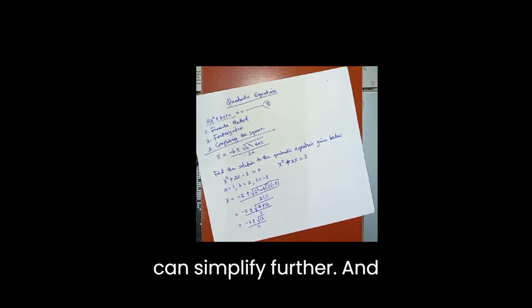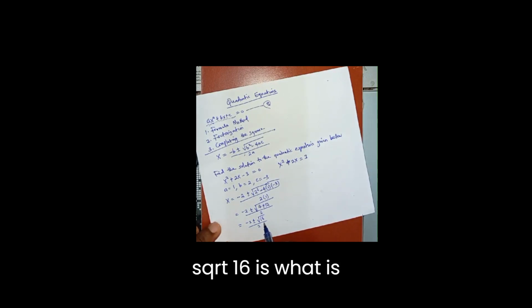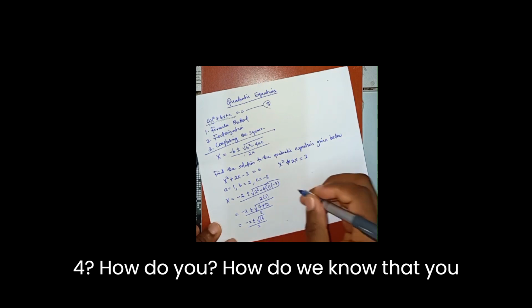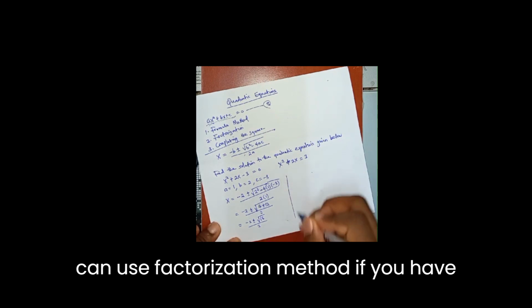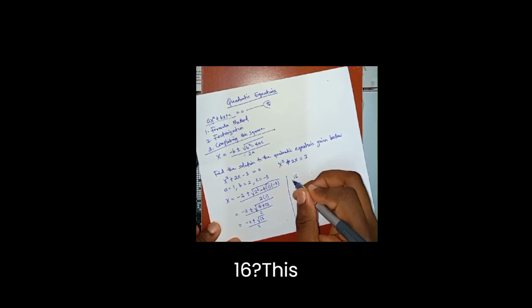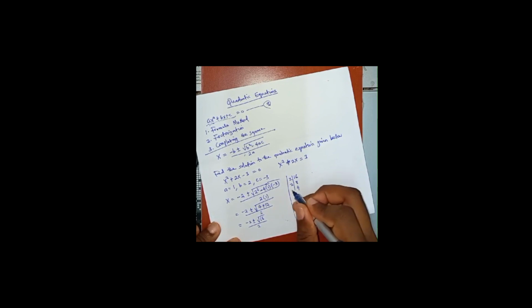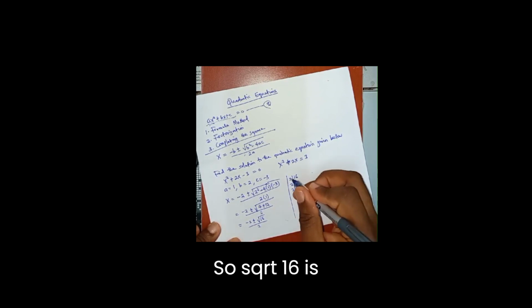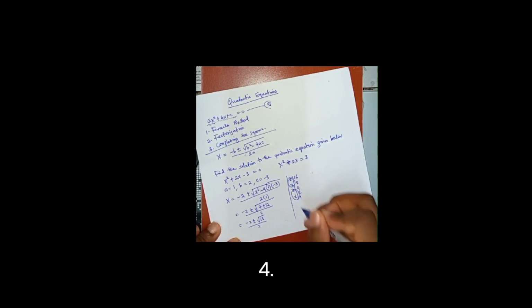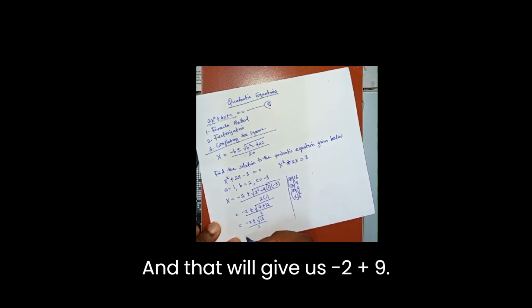Now, we can simplify further. And the square root of 16 is what? Is 4. How do we know that? You can use the factorization method. If you have 16, divided by 2, you have 8, 2 into 8, you have 4, 2 here, 2, 2 here, 1. So you can see this is 2, 2, that's 2 times 2, 4. So the square root of 16 is 4.